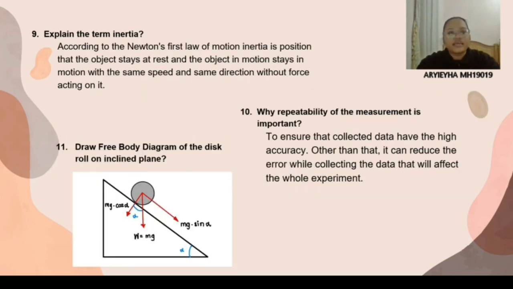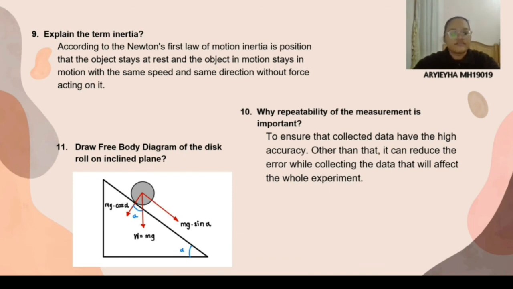For question 9, according to Newton's first law of motion, inertia is the property that an object at rest stays at rest and an object in motion stays in motion with the same speed and the same direction unless a force acts on it. Question 10, the answer is to ensure the collected data have high accuracy.